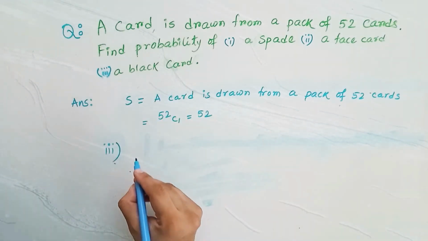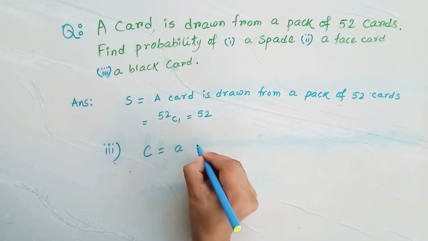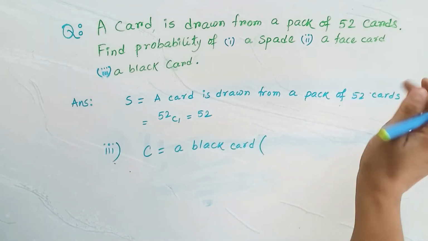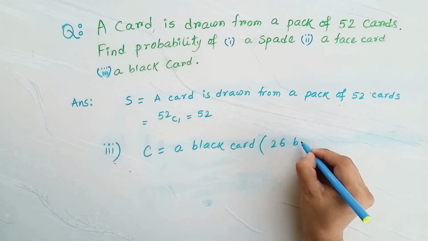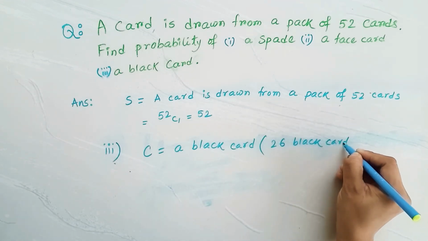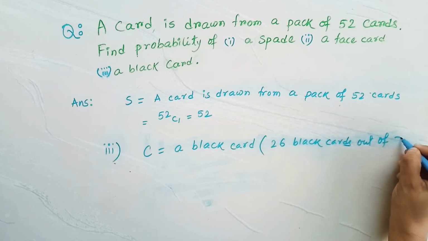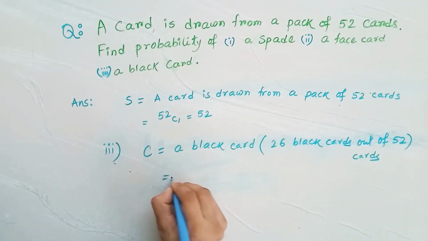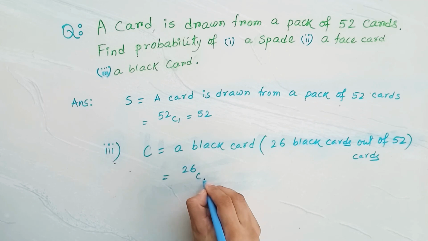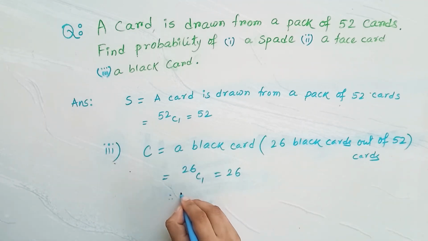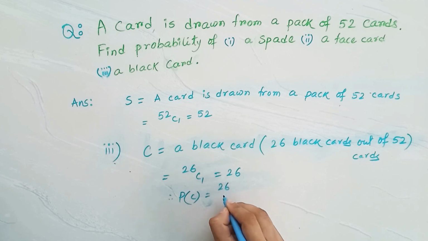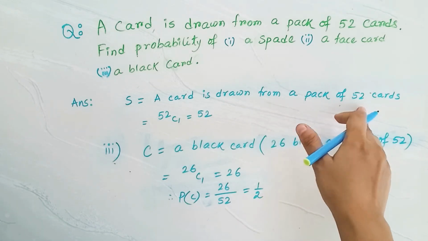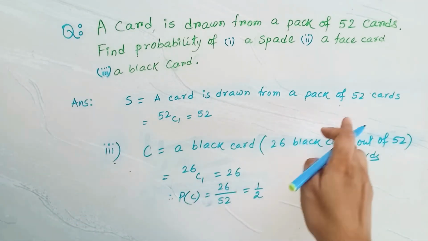Come to the third part, a black card. So C is equal to a black card. Out of 52 cards, there are 26 black cards. So we can select a black card out of 26. 26C1 is 26. Therefore the probability of C is 26 by 52, that means 1 by 2. This is the answer. If you have any doubt about the cards, check the previous class on card division.